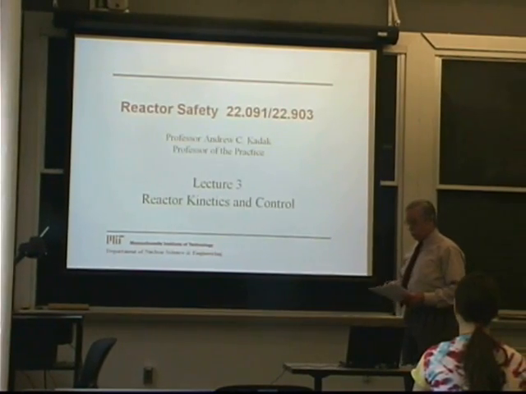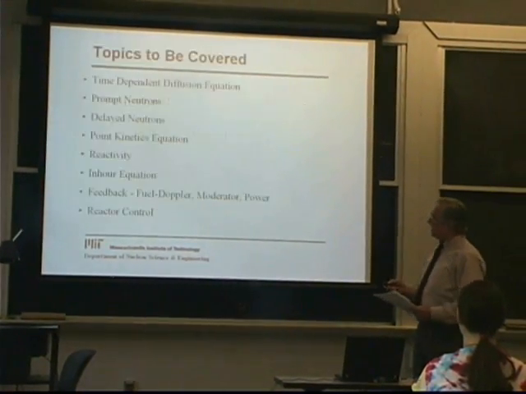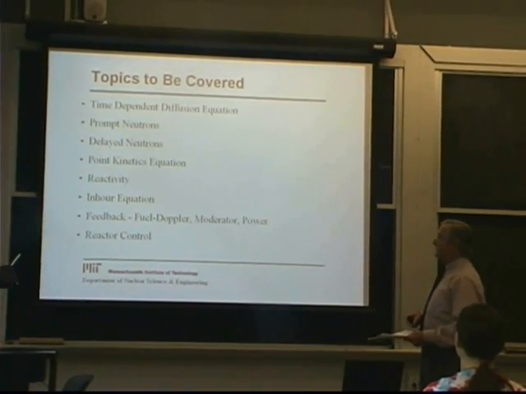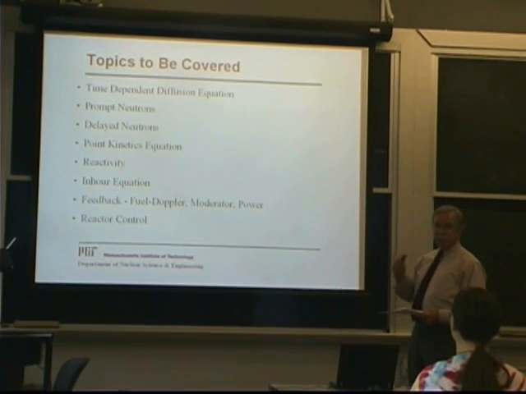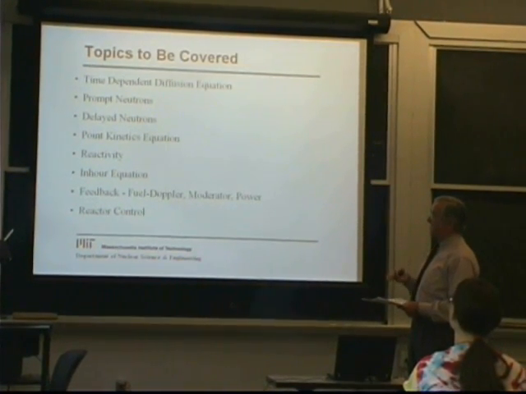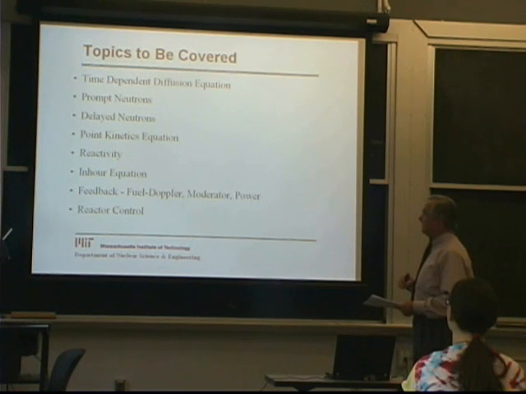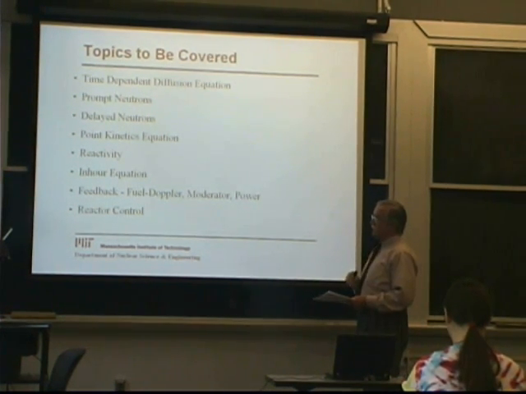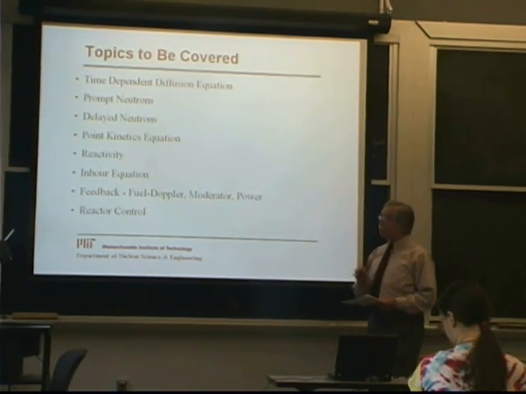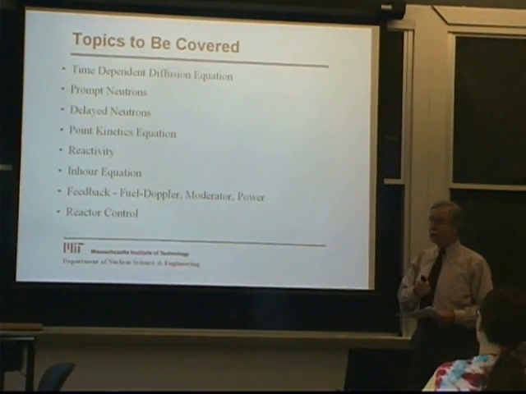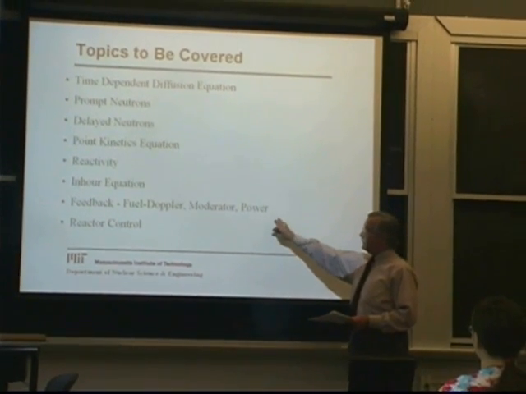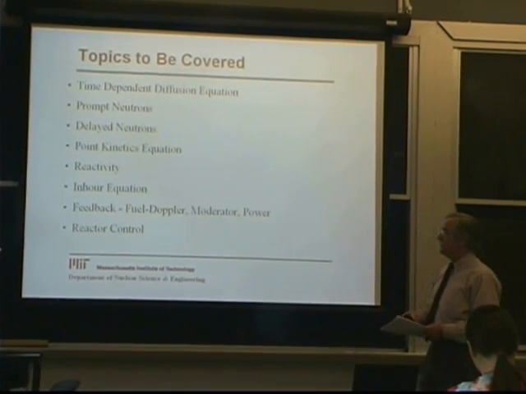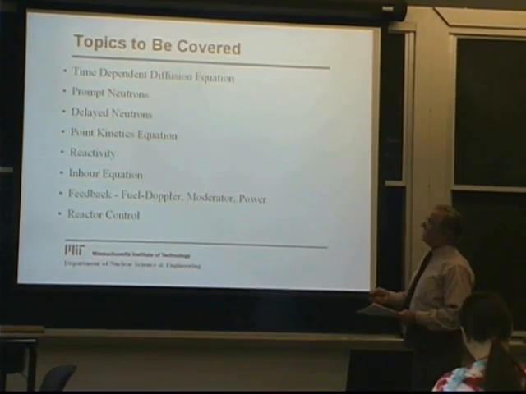Number 3 on reactor kinetics and control. What we're going to try to accomplish today is essentially a review of the time-dependent diffusion equation, look at the impact of prompt and delayed neutrons, because without delayed neutrons we'll have a huge amount of difficulty in controlling the reactor. We're going to develop the point kinetics equation, describe some definitions of reactivity, the in-hour equation, which is a solution of the point kinetics equation. We'll talk about some feedback effects, and ultimately reactor control and how all these things interact to allow the reactor to operate in a stable mode.